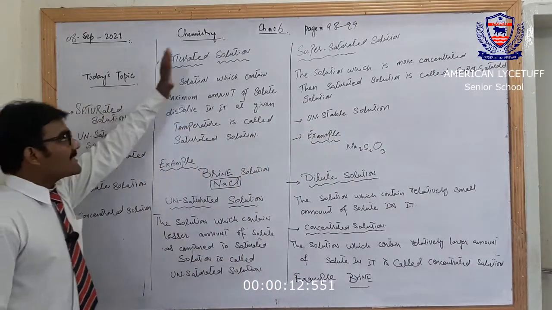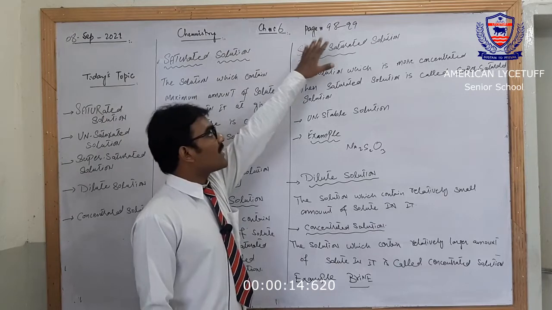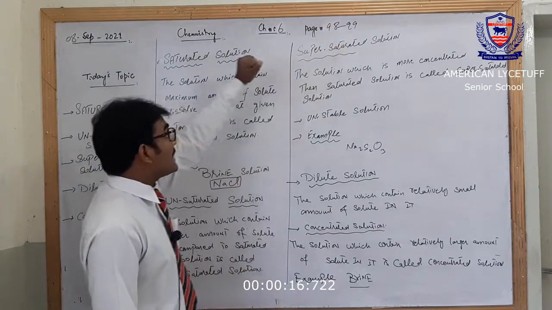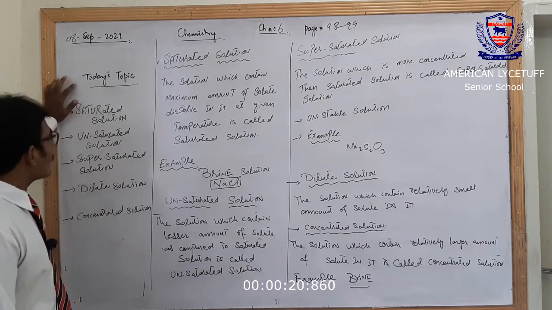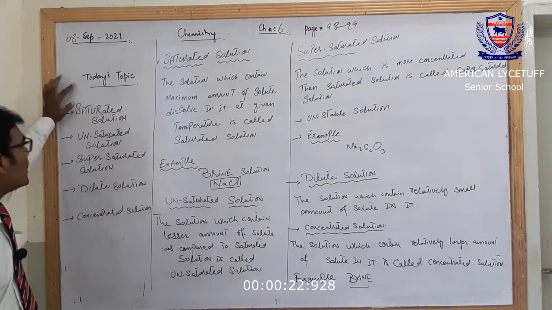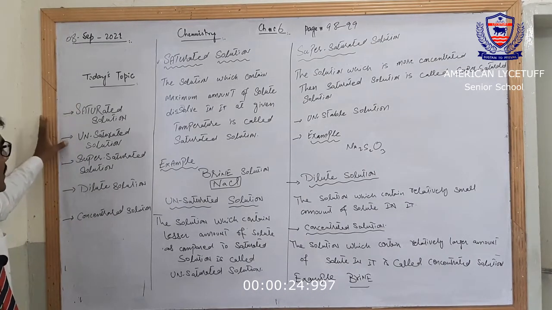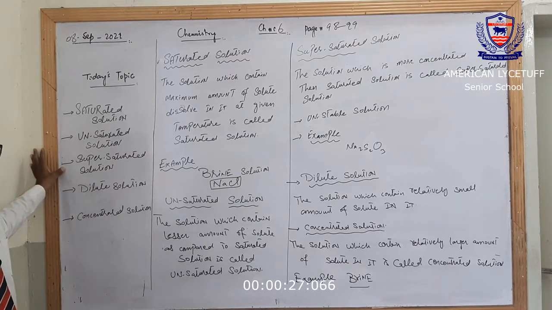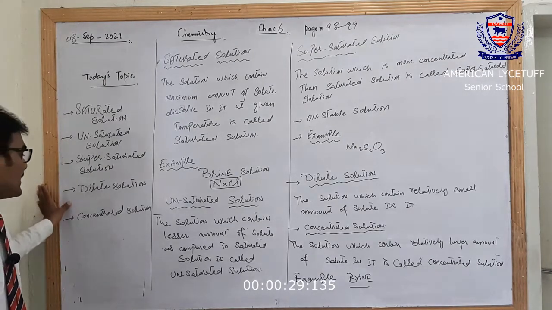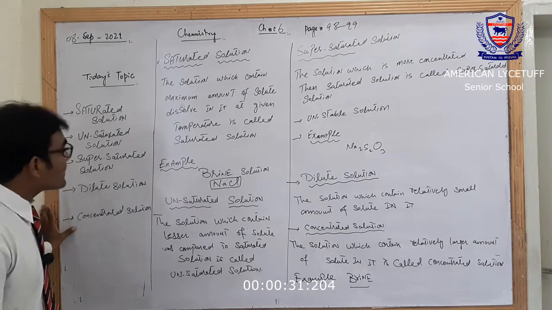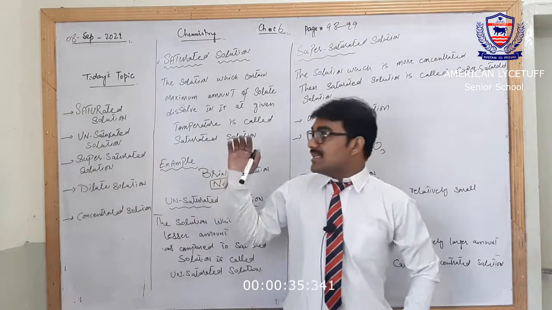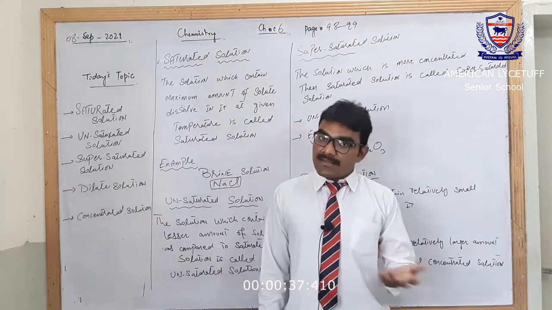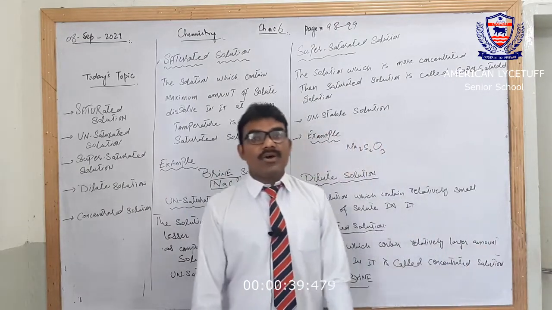We are discussing chapter number 6, page number 98 and 99 from your PTE chemistry book. Today our main topics are saturated solution, unsaturated solution, supersaturated solution, dilute solution and concentrated solutions. Before going into the detail of these solutions, let's have a quick look at our previous lecture.